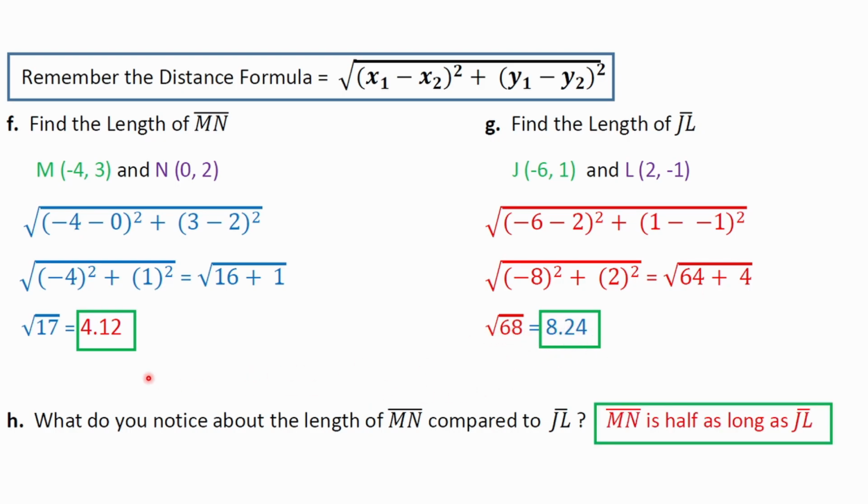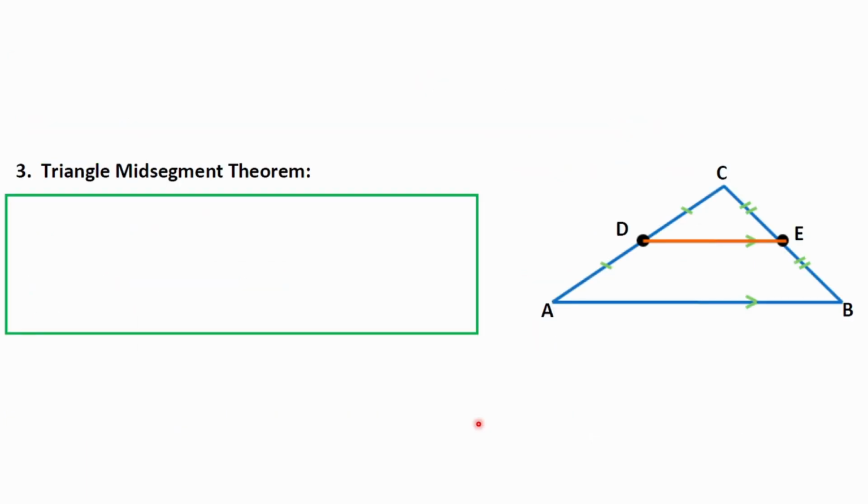So you might be thinking, what's so great about that, or what's so interesting here about these two values? Well, MN here is half as long as JL, or another way to read that is the side of my triangle that's parallel to this midsegment is twice as long as the midsegment itself. So again, the midsegment that we find will always be half the length of that third side, the side that's not being connected by the midsegment. And that gets us to our triangle midsegment theorem.